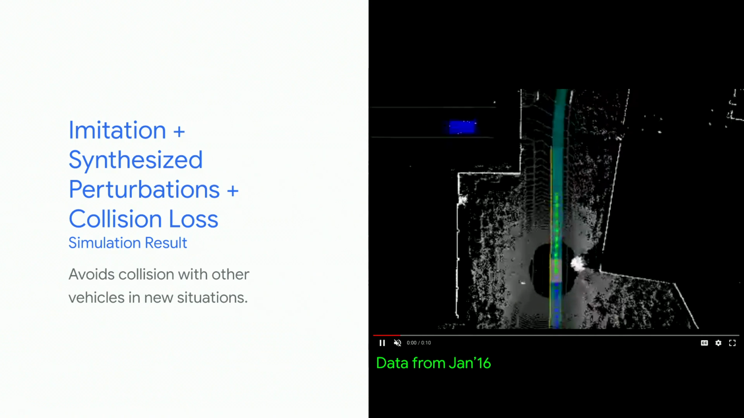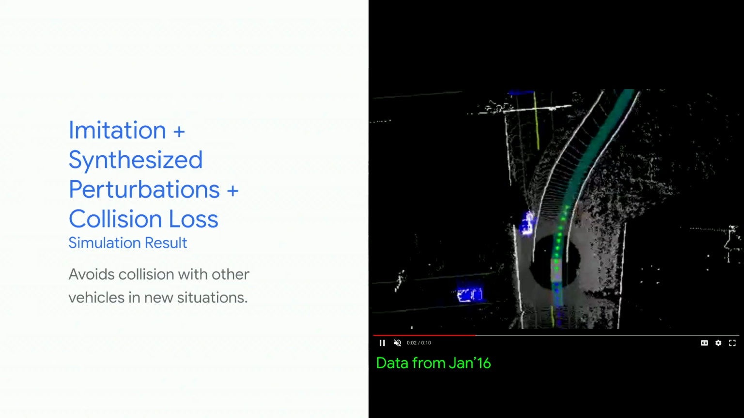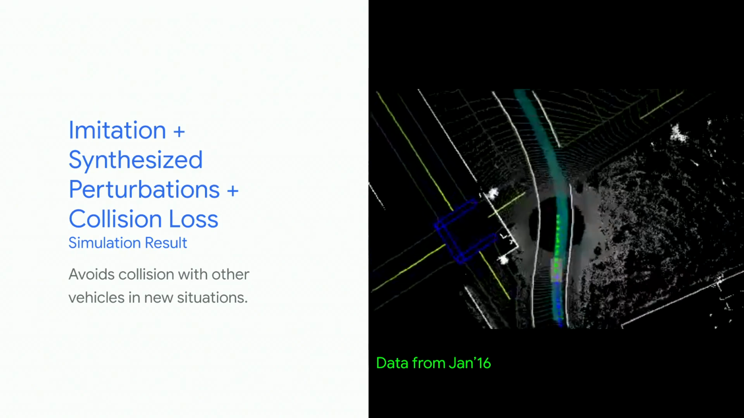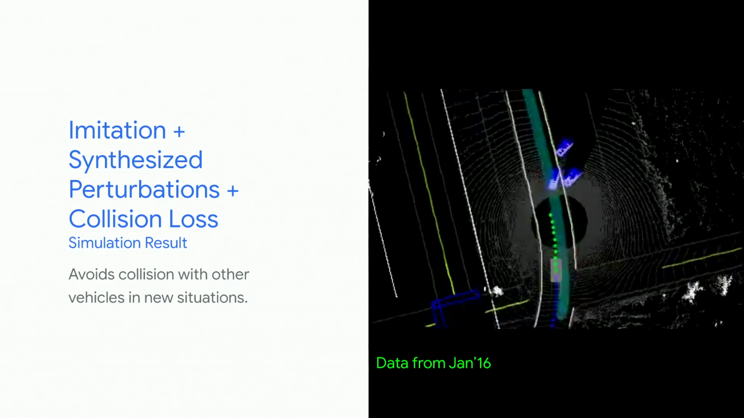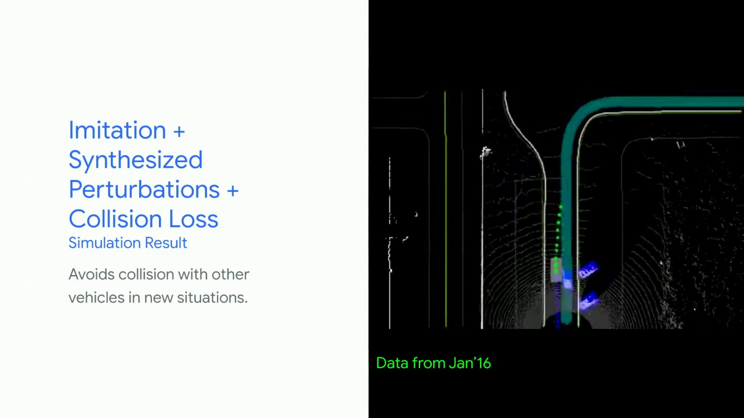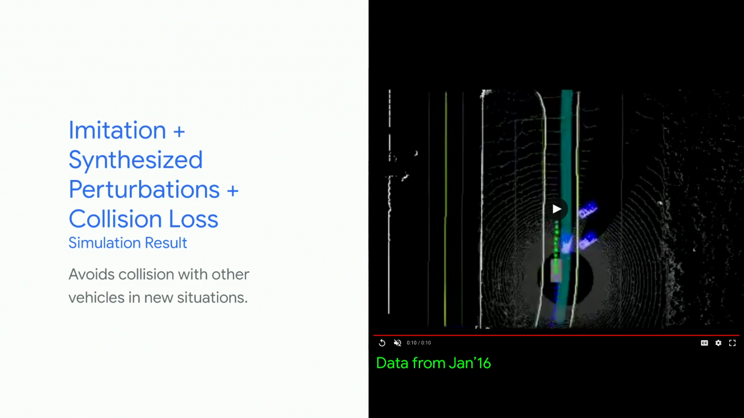So let's look at that example again of an unparking car, but this time after having trained it with the collision loss. Once again, the car is approaching that unparking zone, and it sort of drifts over and nudges around and avoids collision with that car.